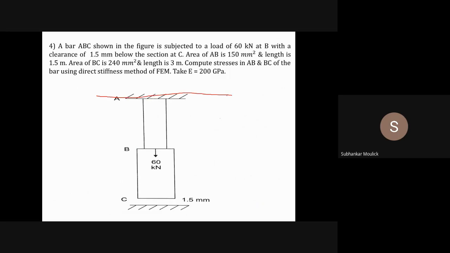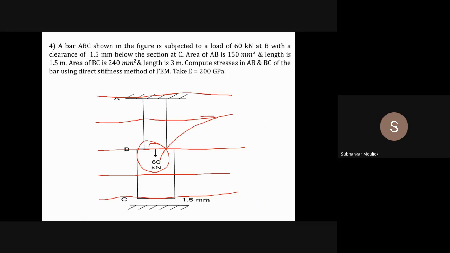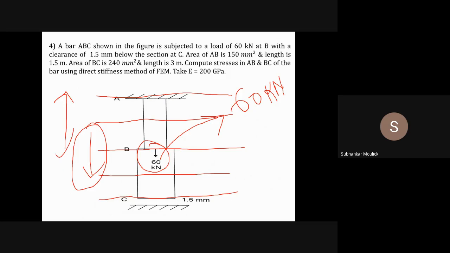This is node 1, node 2, node 3, node 4, node 5. I can see that at node 3, the force acting is how much? The force acting is 60 kilonewton. If I assume this force to be tensile, definitely this force will be compressive. So if I take tensile force as positive, I have to take compressive force as negative.